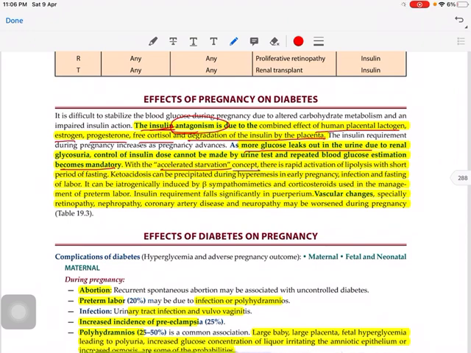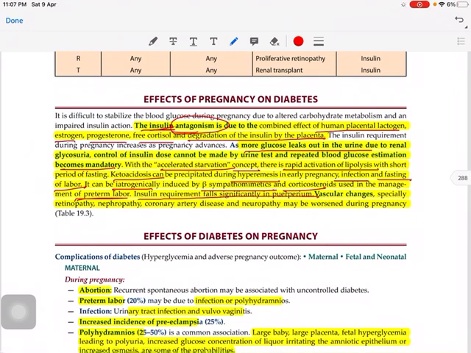Then we have a concept that is known as accelerated starvation. There is rapid activation of lipolysis, so there will be ketoacidosis, and there will be increase in hyperemesis, meaning increased vomiting and nausea in early pregnancy. Infection will increase, like vaginal candidiasis, and there will be fasting of labor. Labor will be induced early, so it should be iatrogenically induced by beta sympathomimetics and corticosteroids for the management of preterm labor.